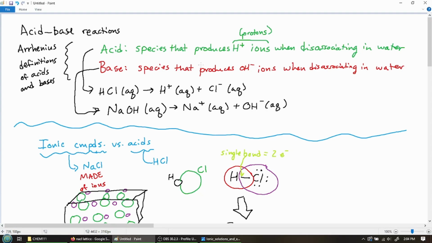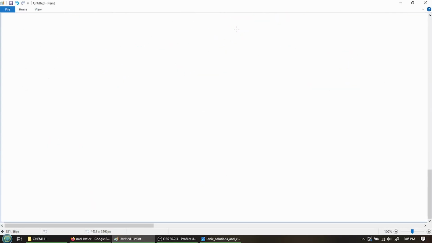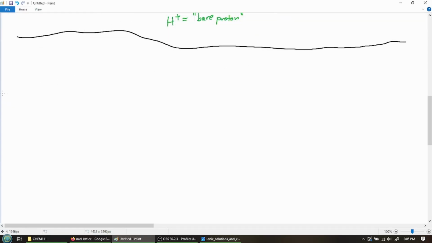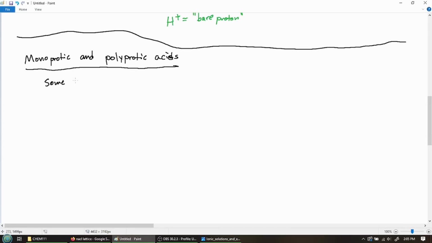Okay, so now that we've said that, let's talk a little bit about some types of acids here, not strong and weak, but polyprotic. Now what do I mean by that word? Poly in this case, of course, just means many, but protic here. So let's say monoprotic and polyprotic acids. The protic part just refers to protons. Okay, so let's say some acids only produce one proton when they dissociate in water.